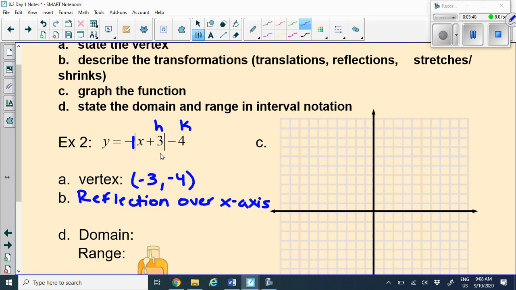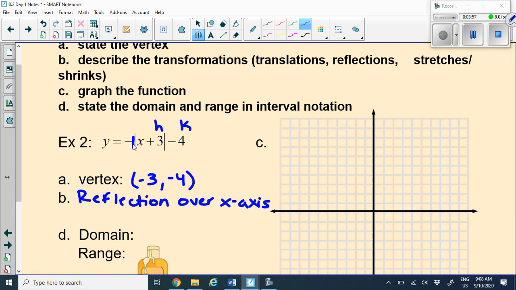Okay, now we can talk about if we have any vertical stretch or shrinks. Well, notice that our a value, let's take the absolute value of it. So absolute value of negative 1 is just 1. So since it's not greater or less than 1, we don't have any vertical stretches or shrinks. So we're kind of good there.